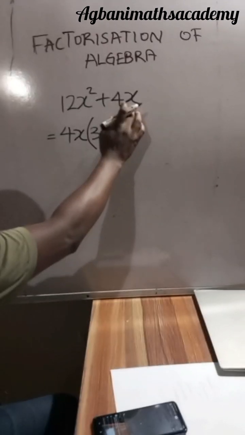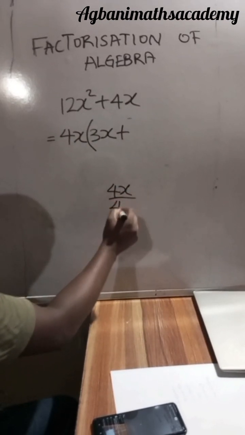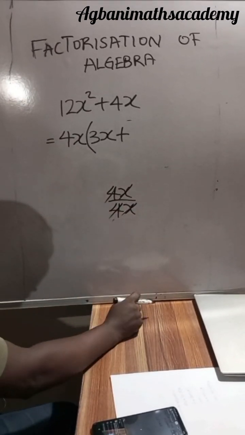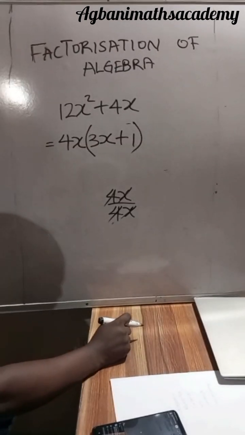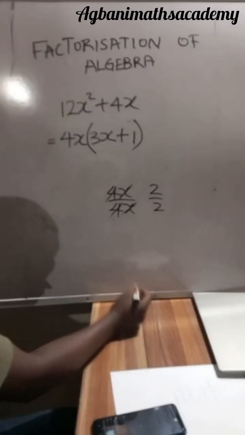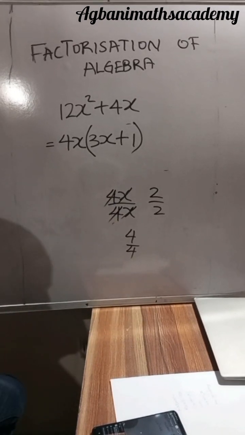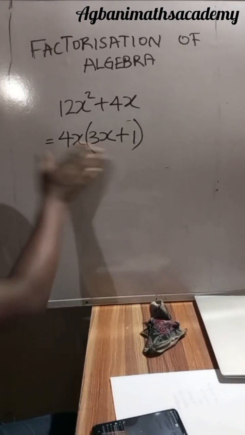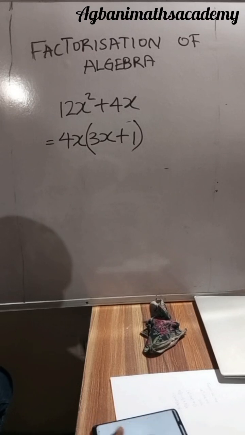Next, 4x divided by 4x. 4 is going to cancel out 4, and x is going to cancel out x, so what we are going to have is 1. Any number that divides itself is going to give us 1. If you have 2 divided by 2, it's going to give us 1. If you have 4 divided by 4, it's going to give us 1. If you have 4x divided by 4x, it's also going to give us 1. So this is what it means to factorize an algebra, just a little recap from yesterday's class.